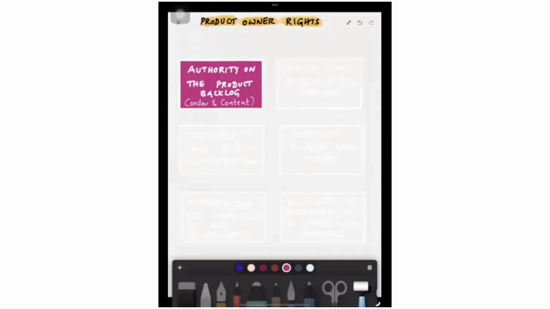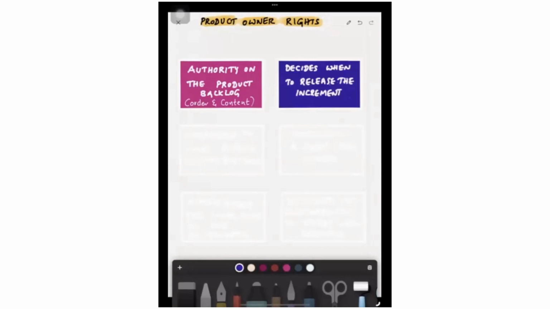First of all, authority over the product backlog in terms of order and the content of the product backlog. These are in the hands of the product owner. Next, the product owner decides when to release the increment, making sure the increment is deployed into production so that the users, customers, and stakeholders can use it. It's not mandatory that at the end of every sprint, every increment should be deployed into production.